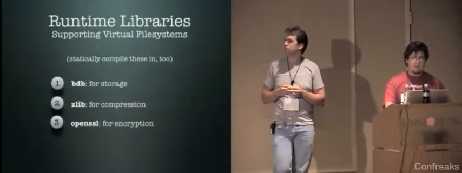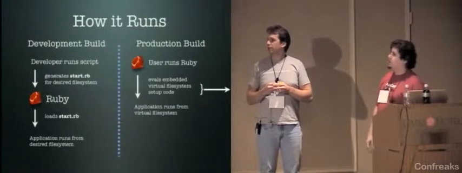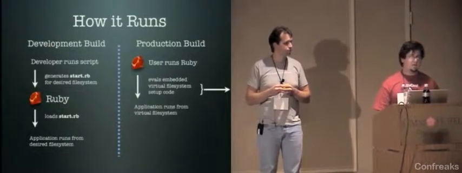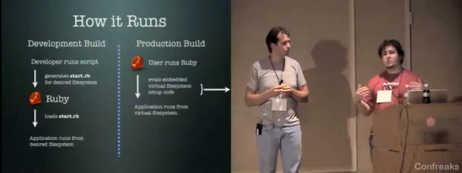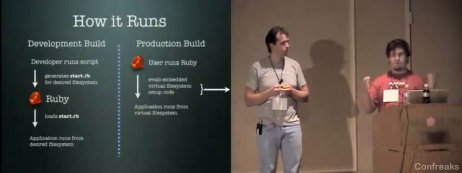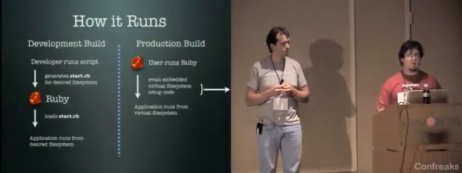This is probably the big slide, at least in how things actually work. How it runs. Go ahead. Okay, so there's a couple things here. There are essentially two builds whenever you're developing one of these runtimes. You have a development build and you have a production build.